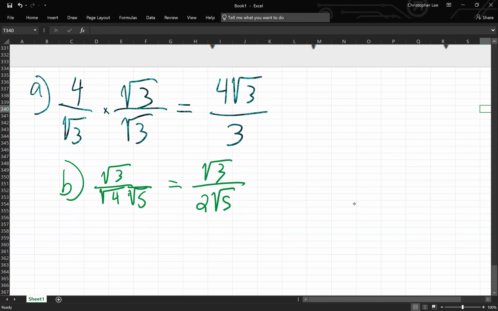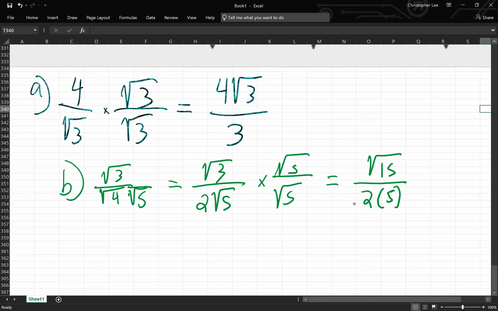Now it's illegal to have that square root 5 on the bottom, so I'm going to multiply this by square root 5 over square root 5. On top is going to give me square root 15. On the bottom, 2 times 5. So let's call this square root 15 and then call that 10. And that's it. Questions?